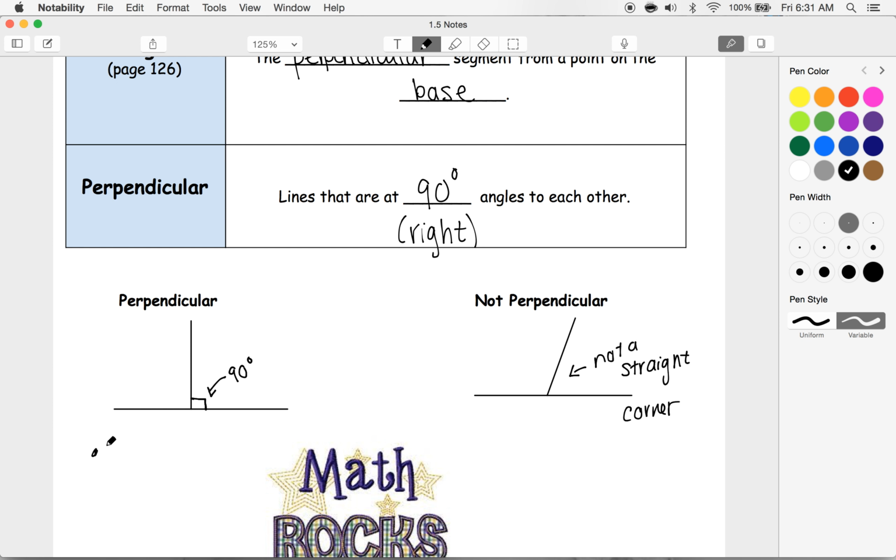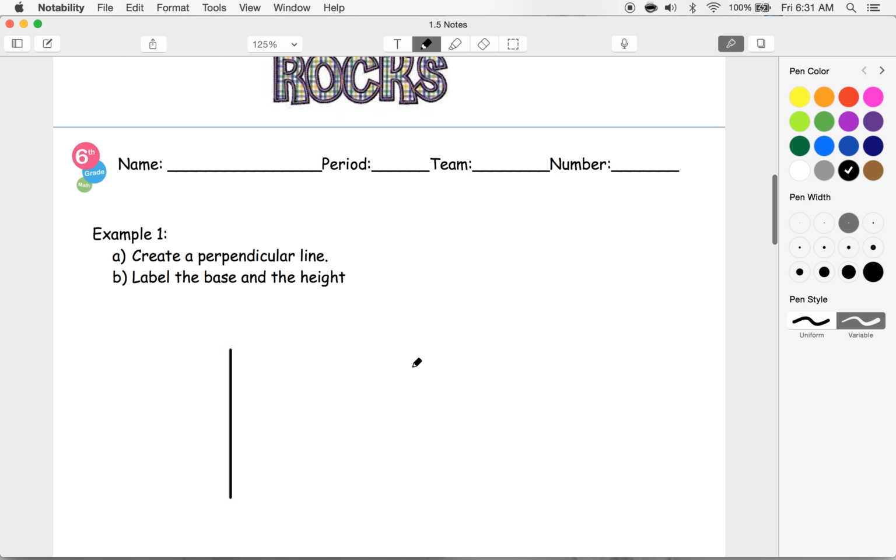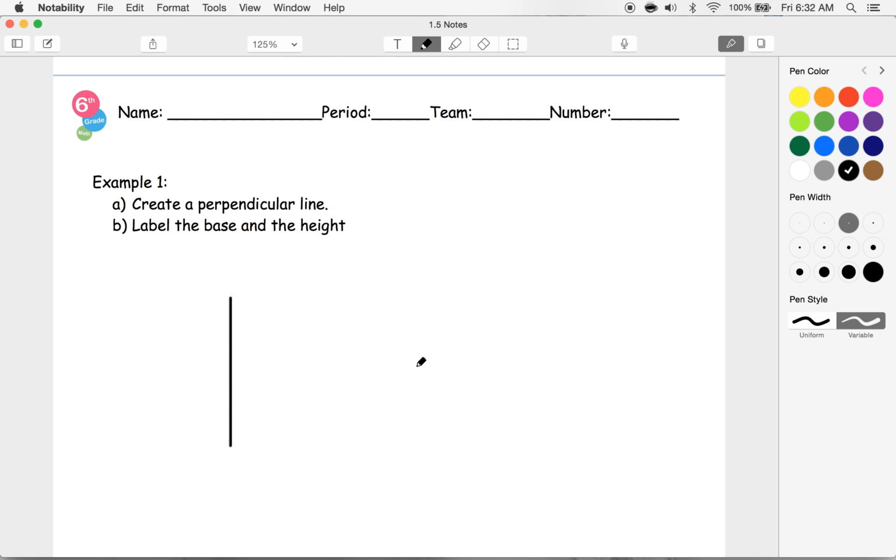So again, what you can do, use a paper or index card to check. All right, let's scroll on down. Let's take a look at this. Create a line perpendicular to this straight one. Okay, now I need to make this 90 degrees, which I think I made mine a little too low. Let me try again. There we go, 90 degrees.